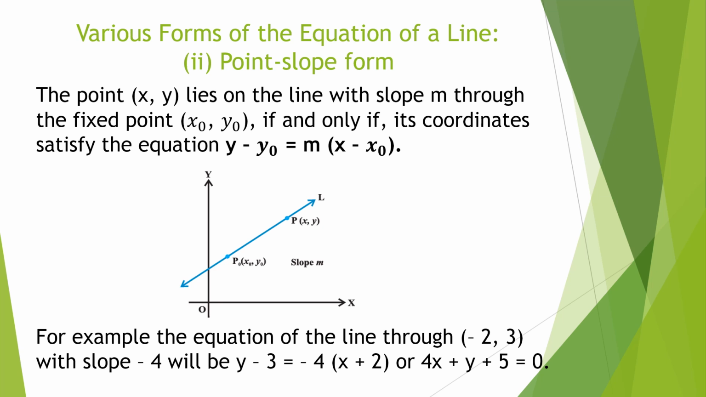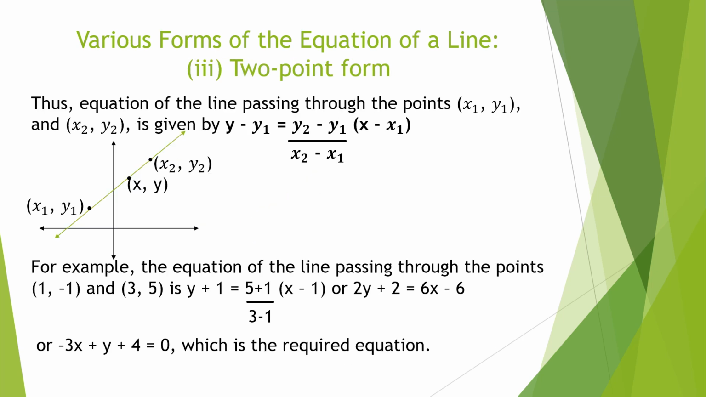Now you can see, for example, the equation of the line through minus 2, 3 with slope minus 4 will be equal to, what is y0? y0 is 3 and what is x0? x0 is minus 2. So your equation will be y minus 3 is equal to minus 4 into x minus minus 2, which means x plus 2, or 4x plus y plus 5 is equal to 0.